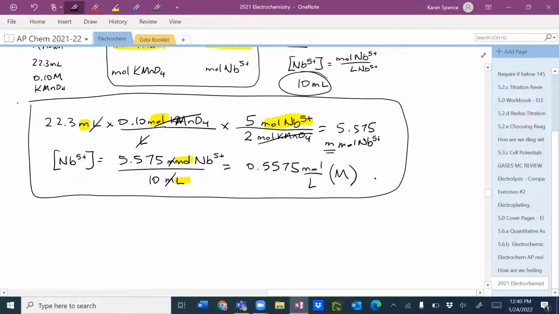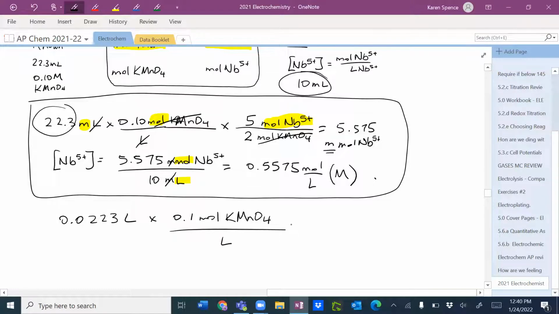Without the milli, we just convert our milliliters. 22.3 milliliters becomes 0.0223 liters times 0.1 moles of KMnO4 per liter. That gives us moles of KMnO4 times 5 moles of Nb5+ for 2 moles of KMnO4.